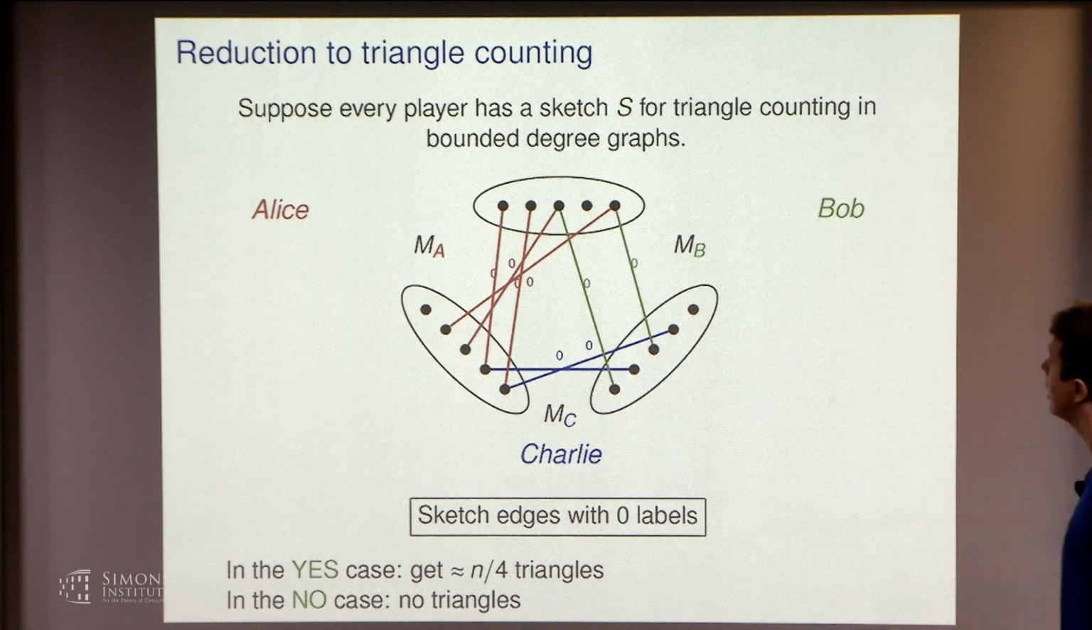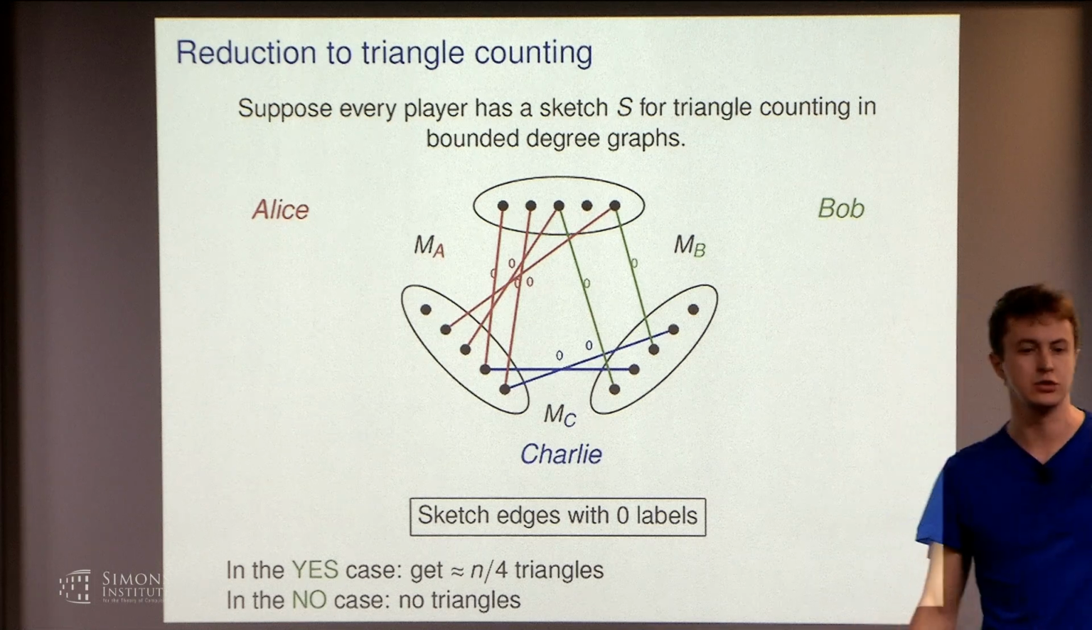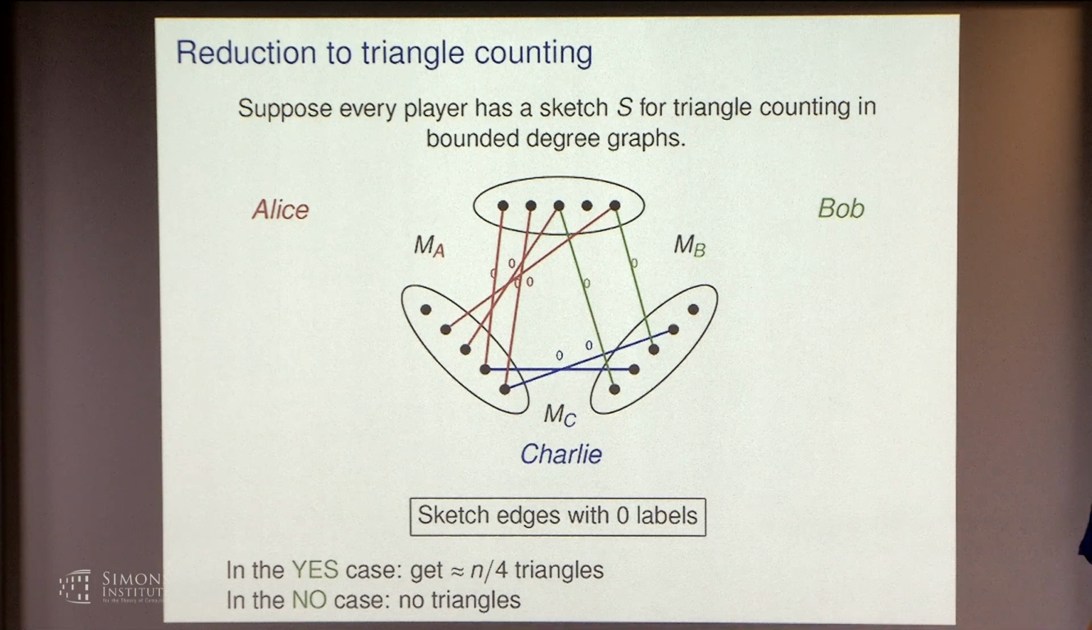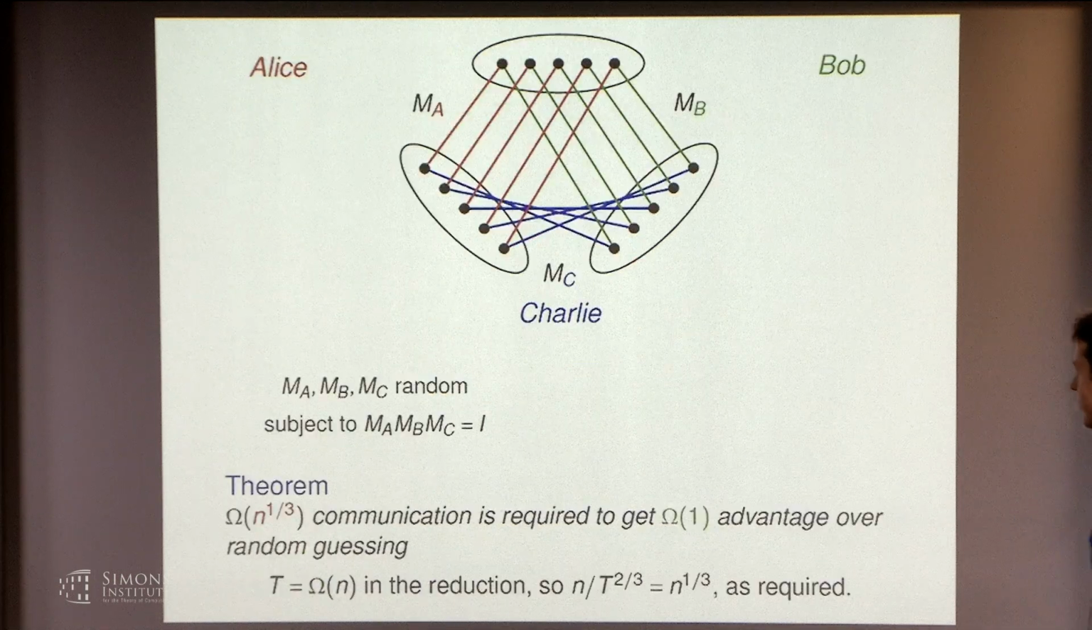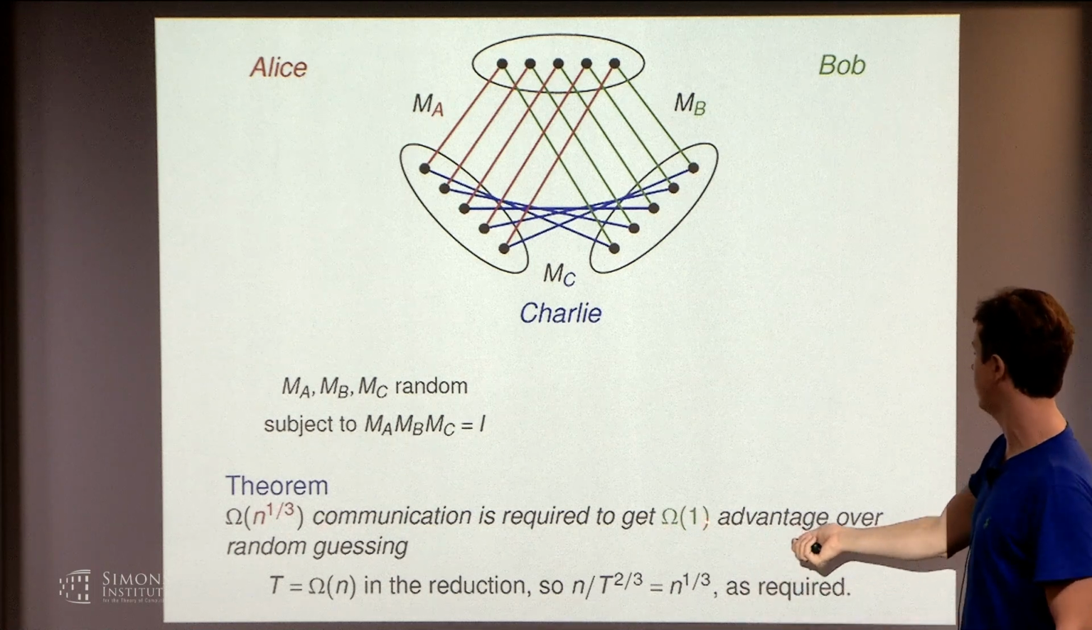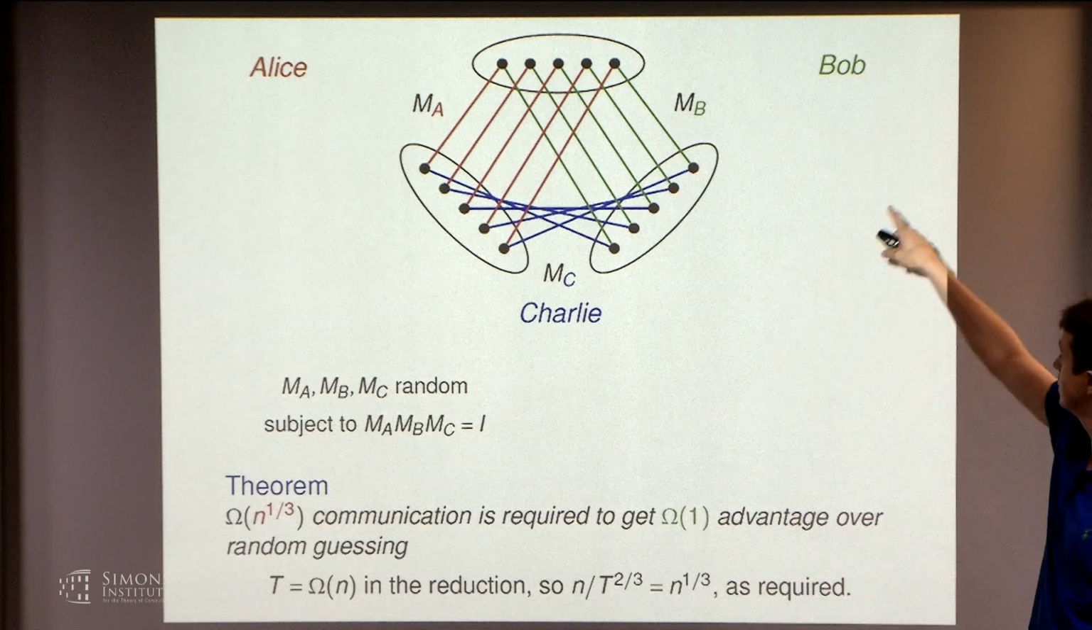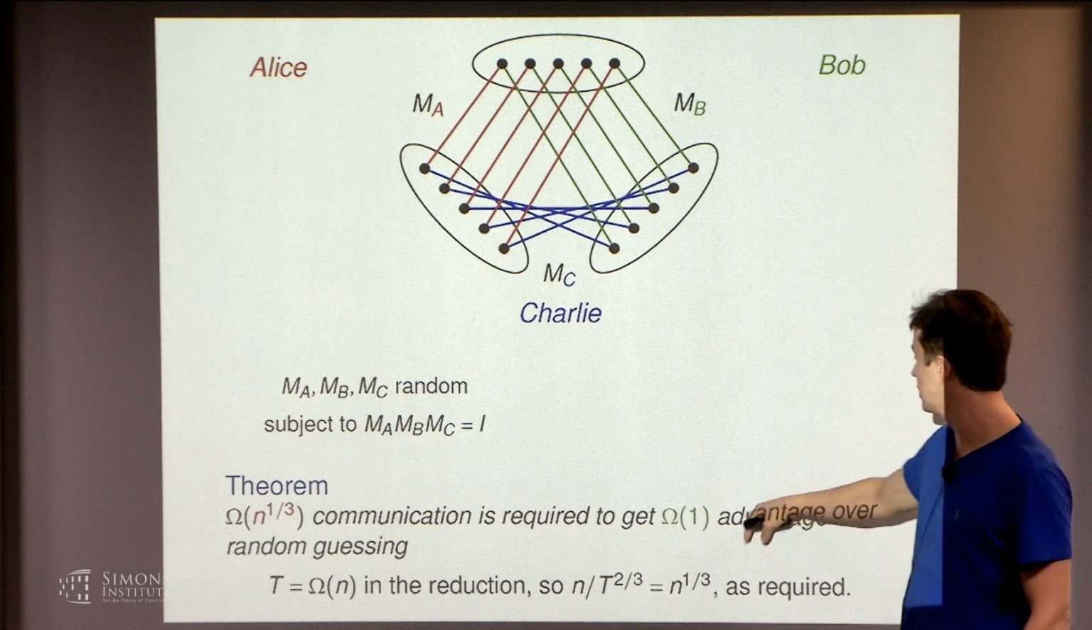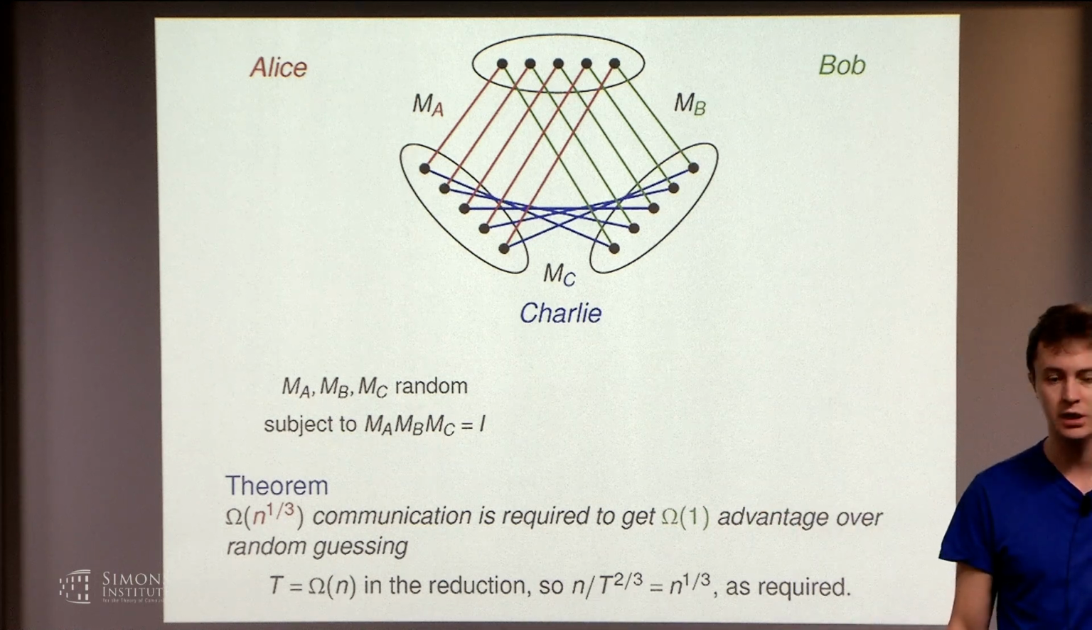In the no case, there are no triangles because the bits XOR to 1. So if we keep the 0 edges, we will not have a single triangle. Good. We prove that at least n to the 1/3 communication is required from Alice, Bob, and Charlie to the referee to get a constant advantage over random guessing.